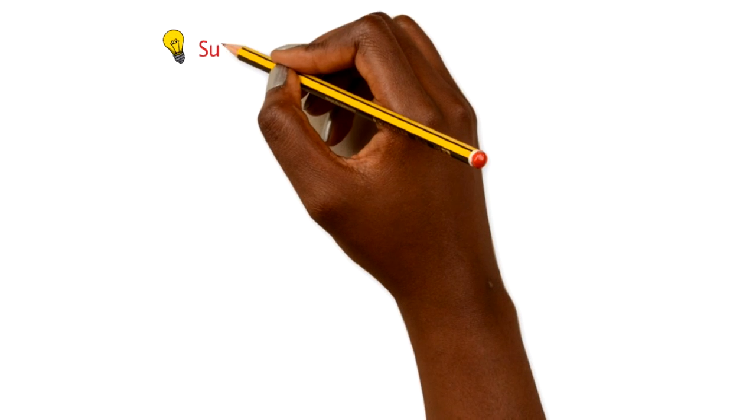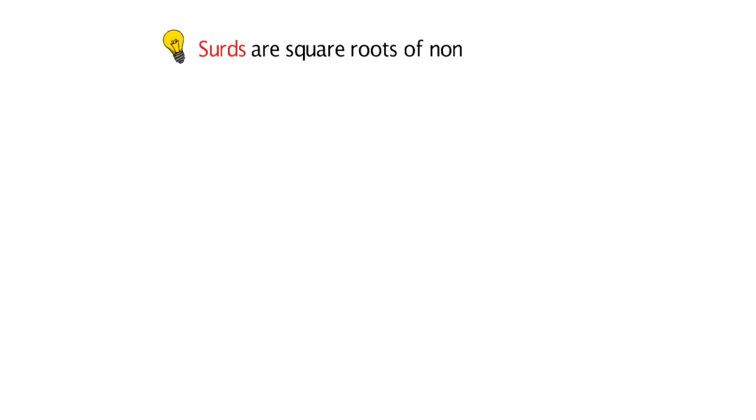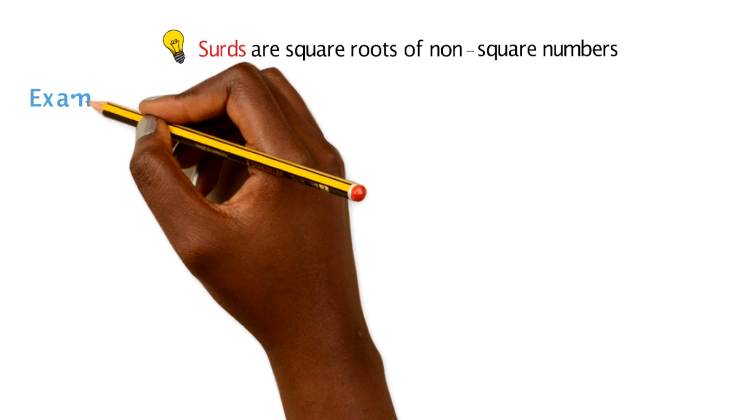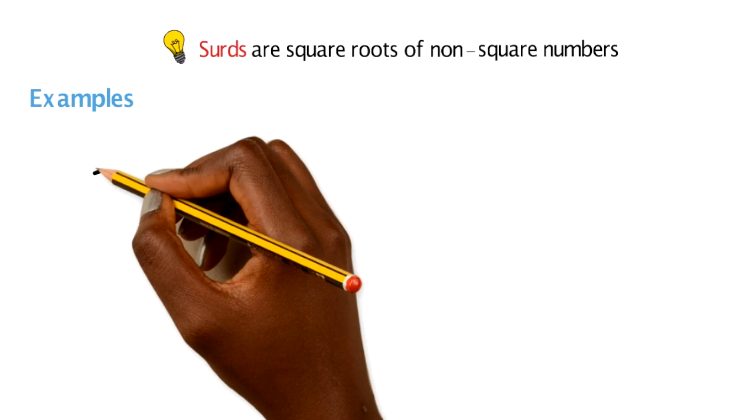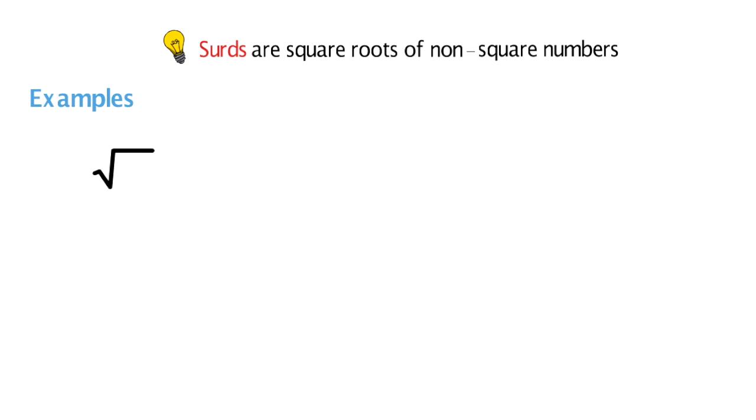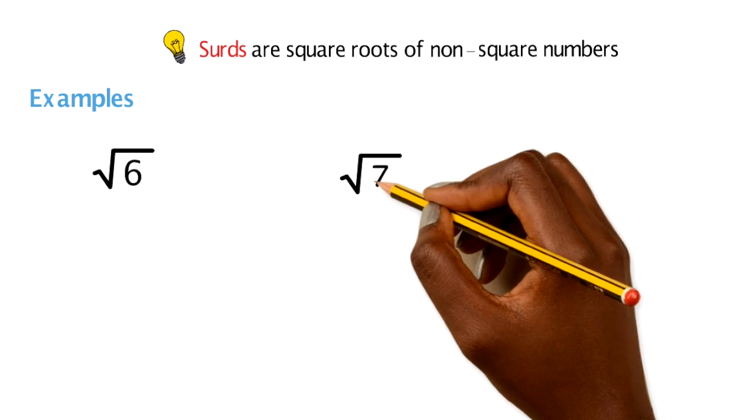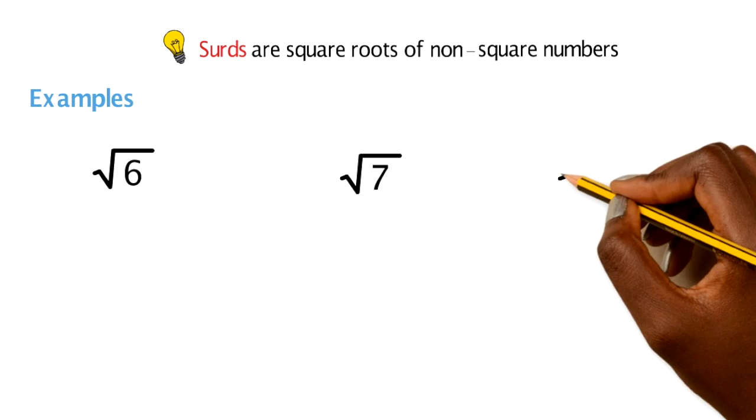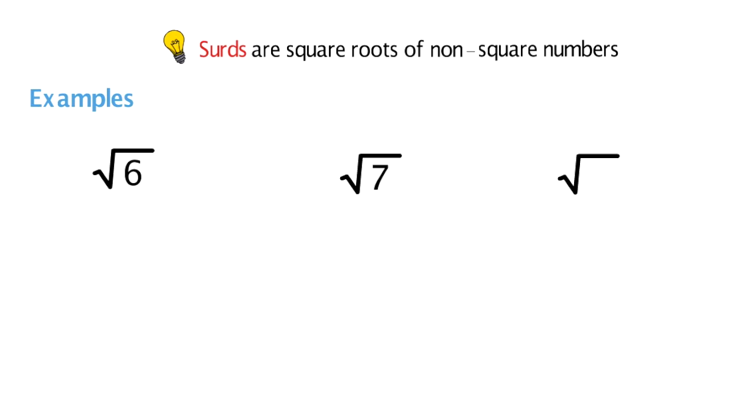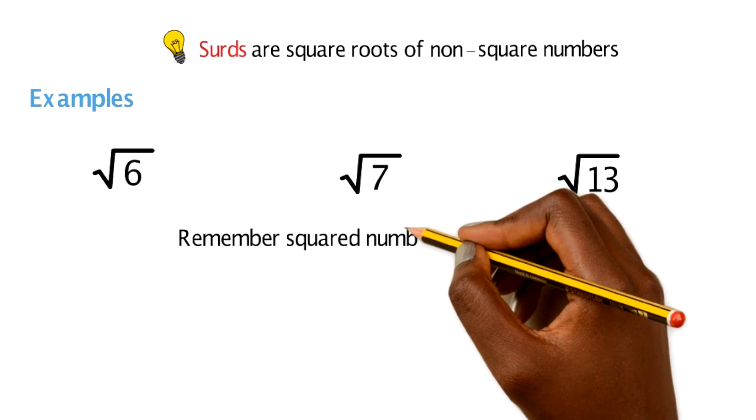Let's not waste time. When it comes to surds, they are basically square roots of non-square numbers. Normally examples of these would be, for instance, root 6. We know 6 is not a squared number, so we can't really simplify it any further. Another example is root 7, and another example is root 13. So these are all examples of surds.